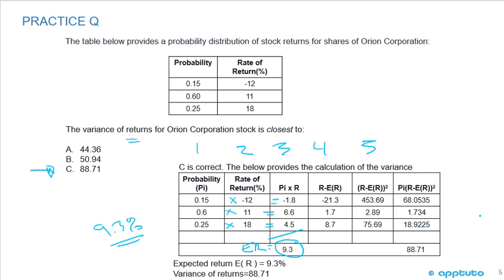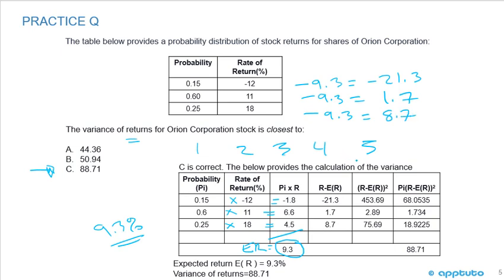So again, we're going to do the return minus the expected return. So there's our return, 12%. We're going to do negative 12 minus 9.3, and that's going to give us negative 21.3, correct? Which I've written here. 11 minus 9.3, expected return, gives us 1.7. And then 18 minus 9.3, and that's going to give us 8.7, okay?